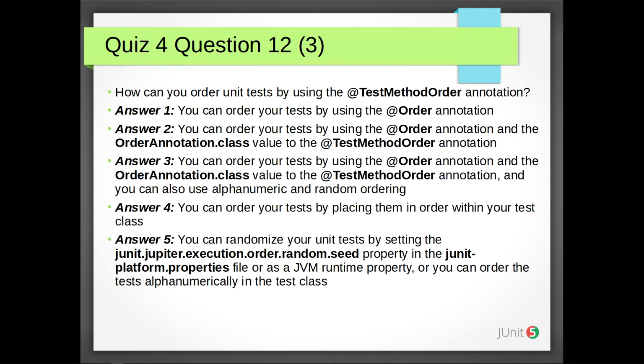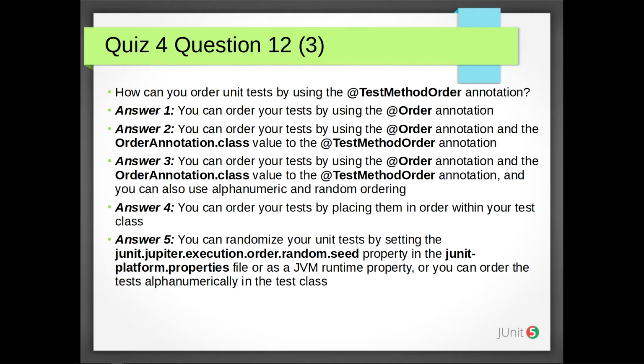Answer 3. You can order your tests by using the @Order annotation and the OrderAnnotation.class value passed to the @TestMethodOrder annotation. And you can also use alphanumeric and random ordering. Answer 4. You can order your tests by placing them in order within your test class. Answer 5. You can randomize your unit tests by setting the junit.jupiter.execution.order.random.seed property in the junit-platform.properties file, or as a JVM runtime property. You can order the tests alphanumerically in the test class.